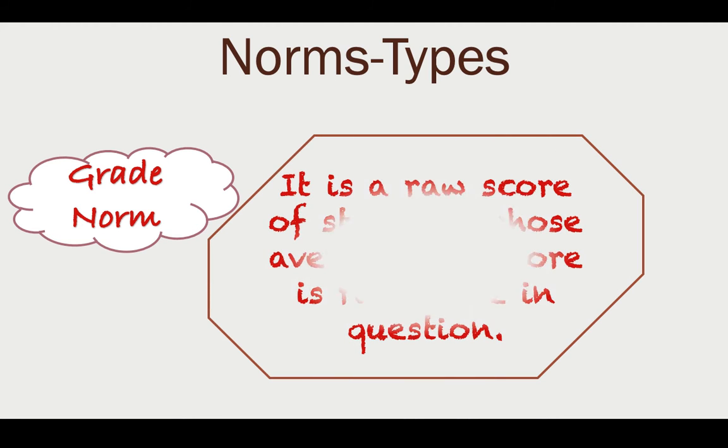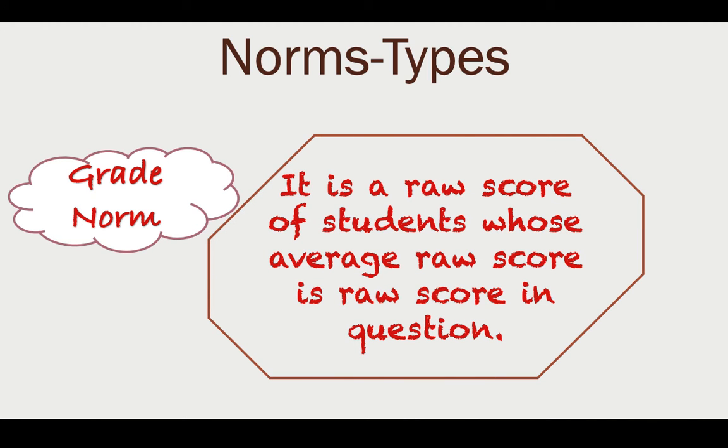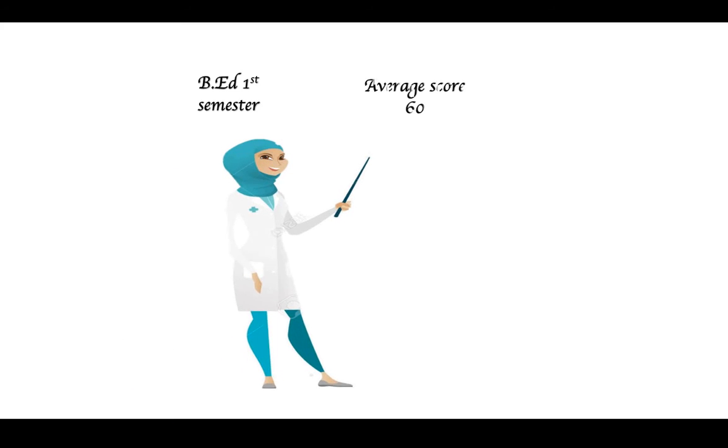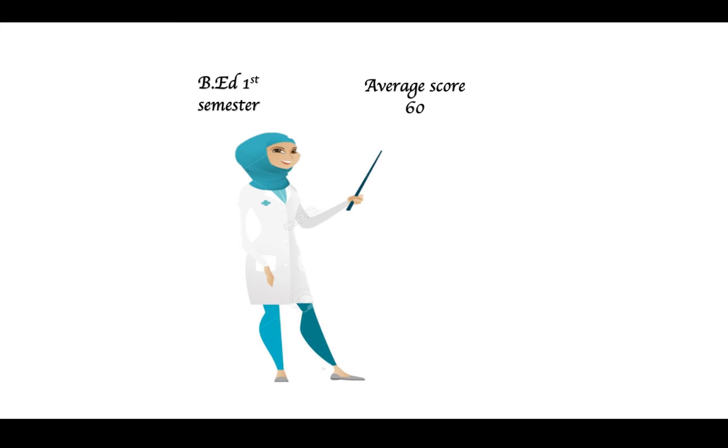A grade norm corresponding to a raw score is the grade level of those students whose average score is the raw score in question. Let's have an example here. Suppose we conducted a test of BA first semester students. After getting the results, we get 60 to be the average of the test. So, 60 will be the grade norm of the BA first year students.